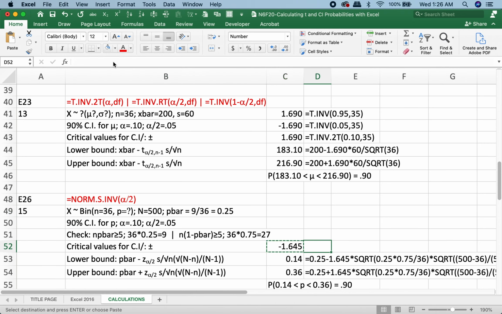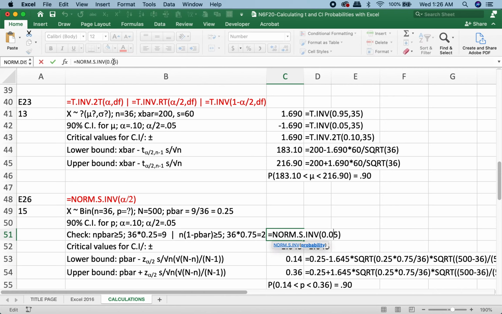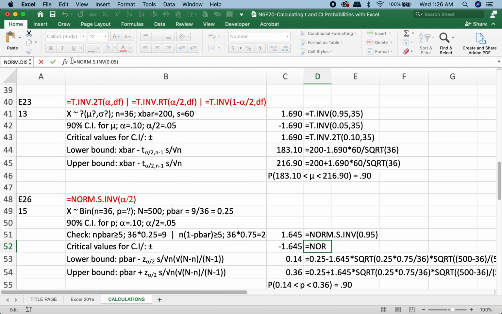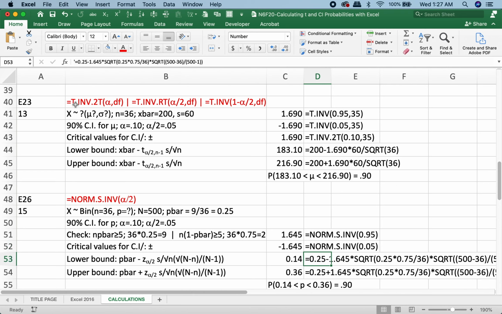So there is your lower bound. Now, you could, of course, if you wanted the upper bound, you could put in 0.95, and that means 95% down, 5% up, and that gives you positive 1.645. I don't think that's really necessary because, of course, it's going to be plus or minus anyway, so you could just simply use the negative one and just put in the 5%, which is alpha over 2.